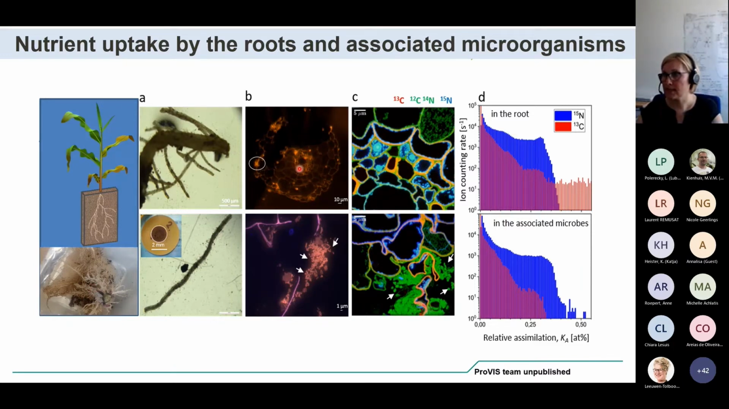That's the plant section, and here you can see the magnification. It is the identification of bacteria which are in close, tight contact with the root, and we look at the nitrate uptake by these bacteria, as well as the transfer of carbon coming from the CO2 fixation through the plant roots to these microbial cells. By analyzing these two components, the different sectors of the root section as well as the associated microbes, we could quantify the relative assimilation in these two components.